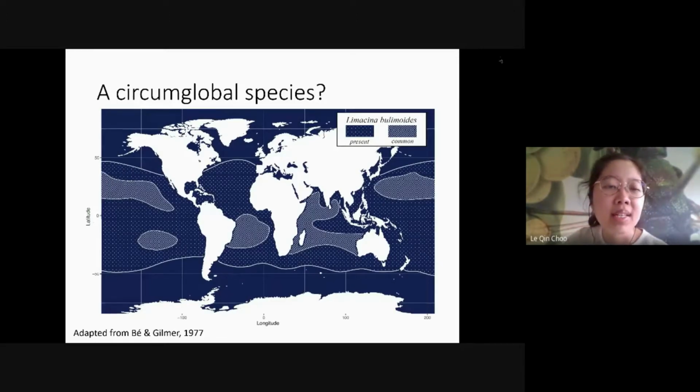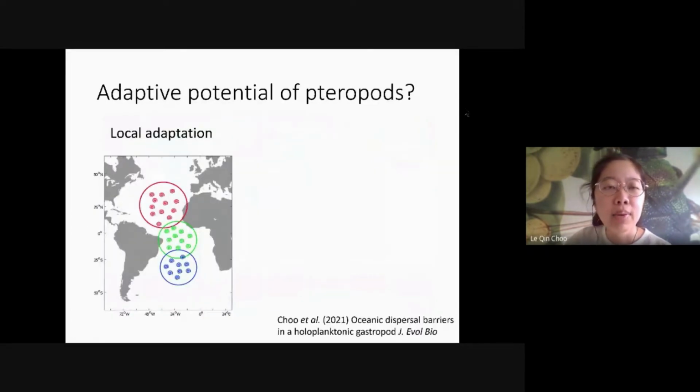Limacina bullimoides is found in tropical and subtropical oceans of the world, and we want to find out if they are one circumglobal species or if they are composed of hidden diversity. We can also understand the extent of local adaptation by looking at the spatial distribution of genetic variation. So for example, we use two barcoding genes to find that in the Atlantic Ocean, this species is actually composed of 3 different populations.